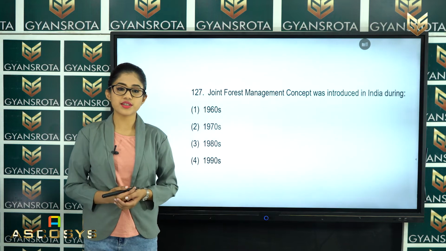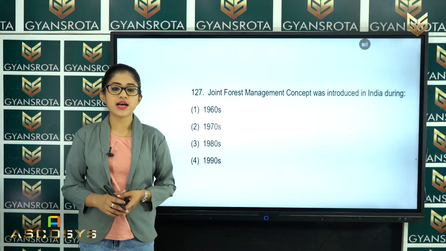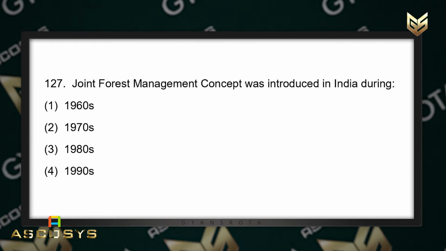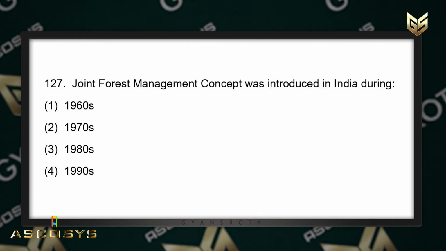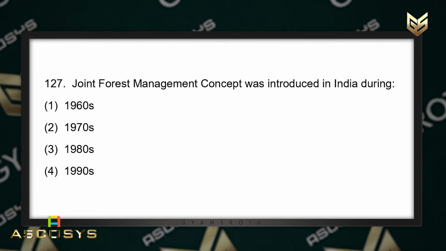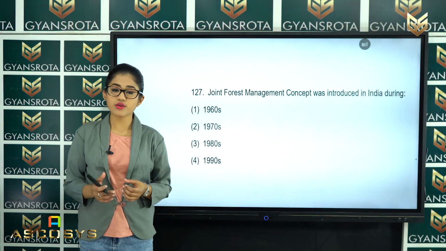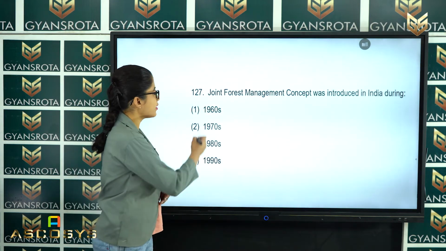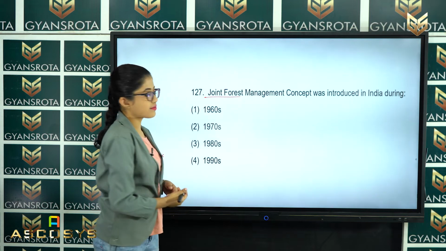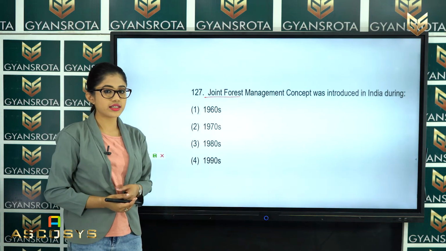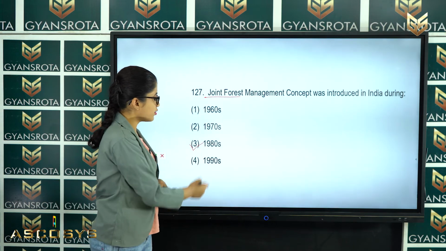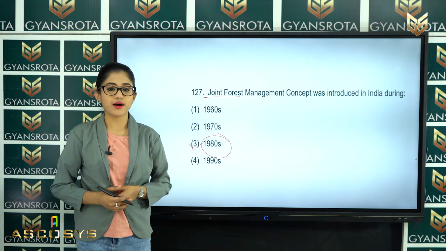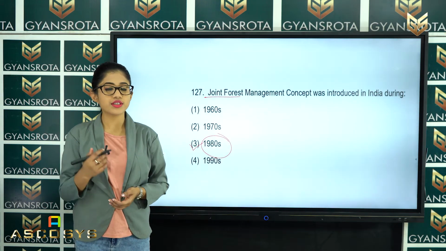Now, in the next question, that is question number 127, it states that the joint forest management concept was introduced in India during 1960, 1970, 1980 or 1990. This question is from the chapter Ecosystem. There you have very clearly in the NCERT book the joint forest management. So, what is the correct answer among these? That is option number 3. In the 1980s, this concept was introduced in India. Okay. Now, let us move on to the next question.